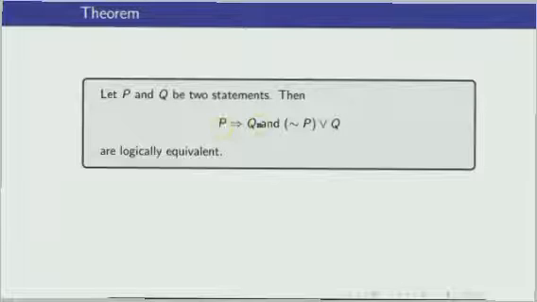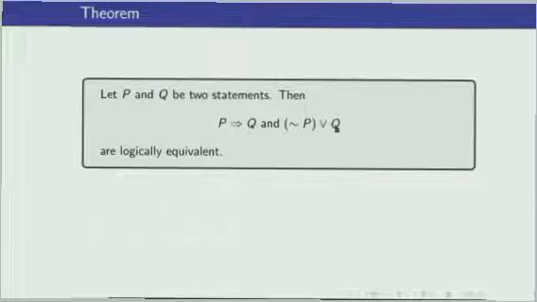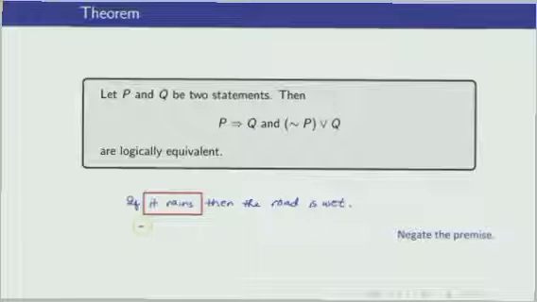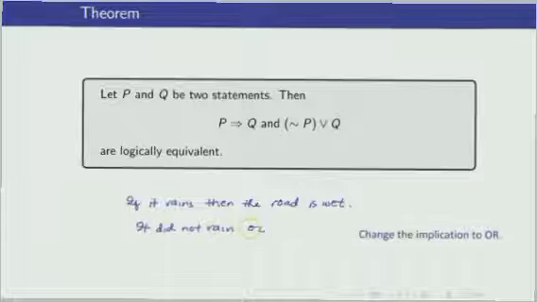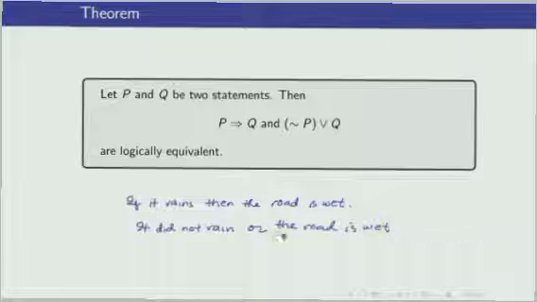So remember, P implies Q is logically equivalent to negate the premise, turn the conditional into an or, and then the statement Q. So for example, if I have the statement, if it rains, then the road is wet, it is logically equivalent to the statement not P. What is our P here? Our premise here is it rains. So therefore, it did not rain, or the road is wet. These two statements are just the same.